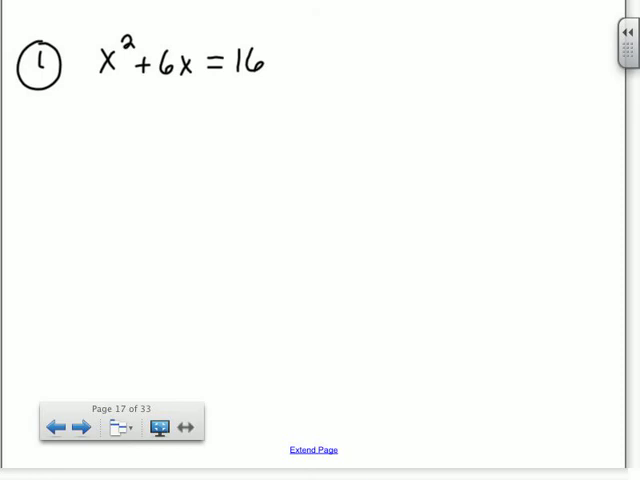I want all of my x's to be on one side, so I have x squared and x on the left side. All the numbers to be on the other side, 16 is on the right side. And I want the number in front of my x squared to be 1. So I have 1x squared, so I'm good.